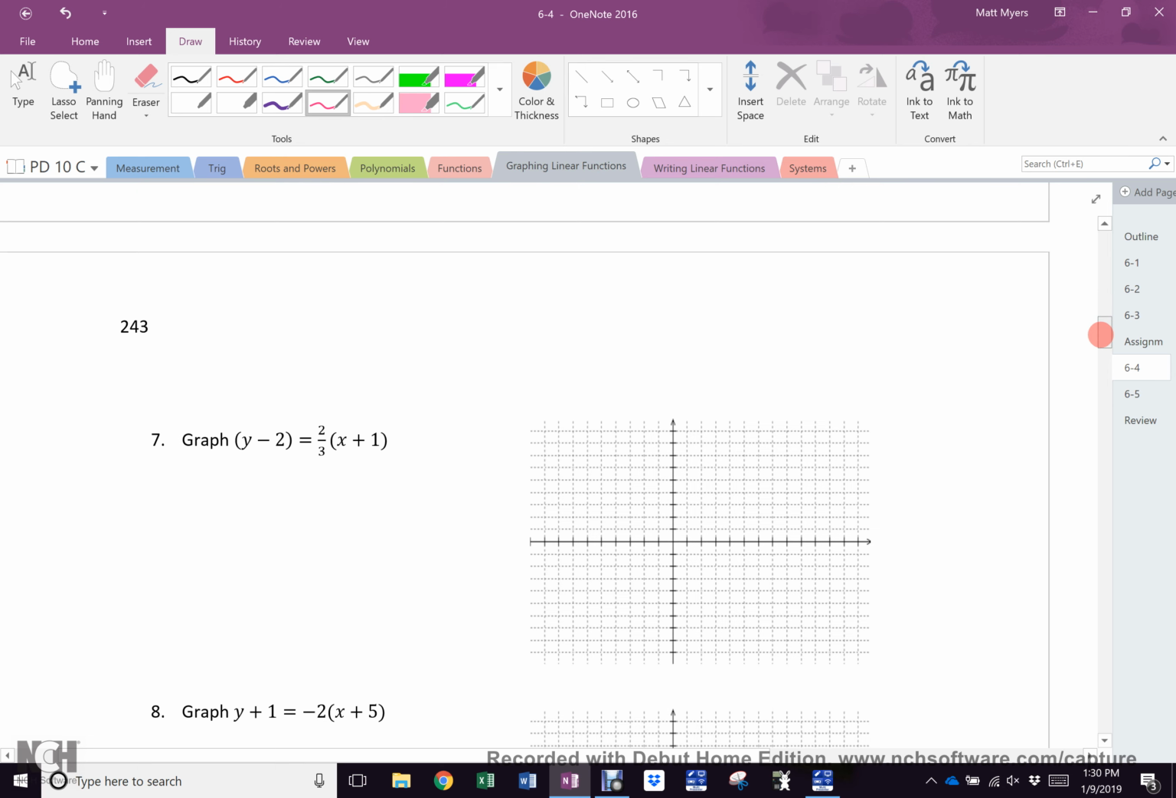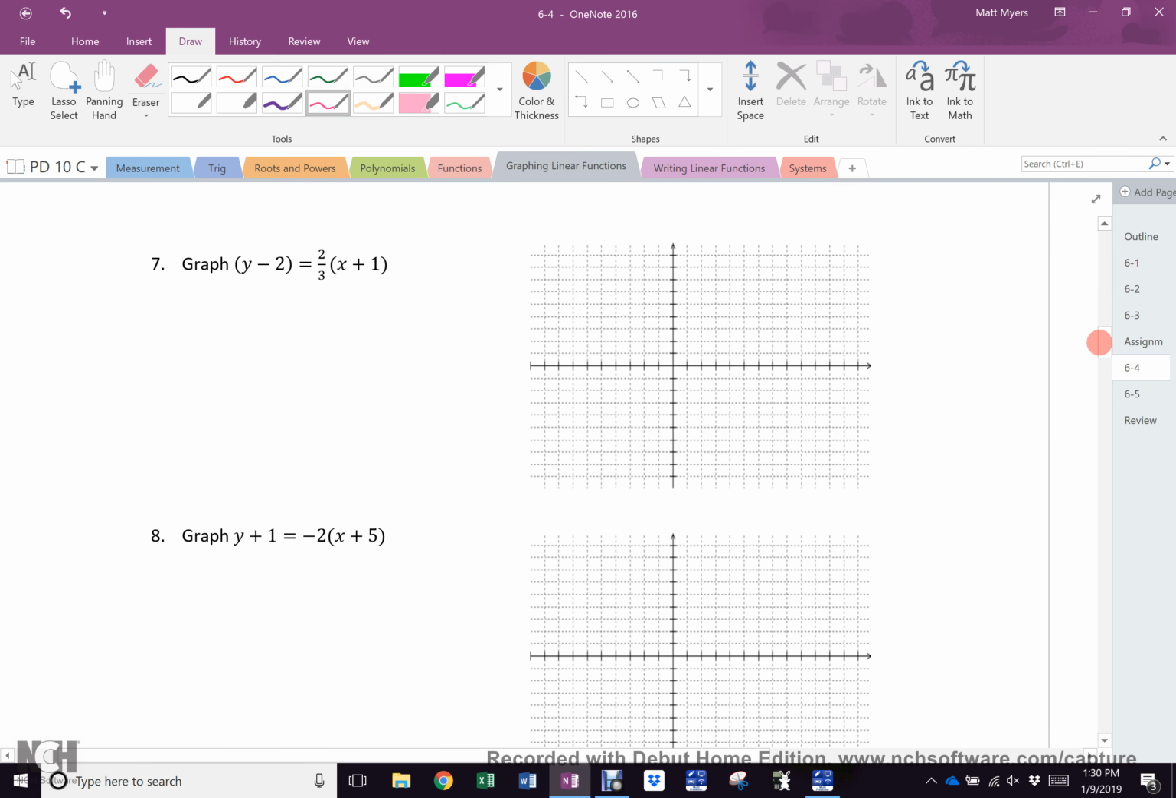Let's apply some of this. Go ahead and graph it. What's our starting point? -1, +2. Then what? Up 2 and right 3, or down 2, left 3. And there's our line. Where? Oh, I understand.